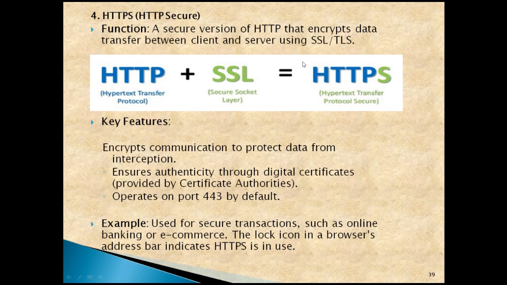Key features: encrypted communication to protect data from interception and from being stolen, ensures authenticity through digital certificates, and operates on port 443 by default. Example: use in secured transactions such as online banking. If you want to log in to your online banking, you will discover the site always has HTTPS in front of it. The lock icon in the browser address bar indicates HTTPS is in use. Let's make progress.